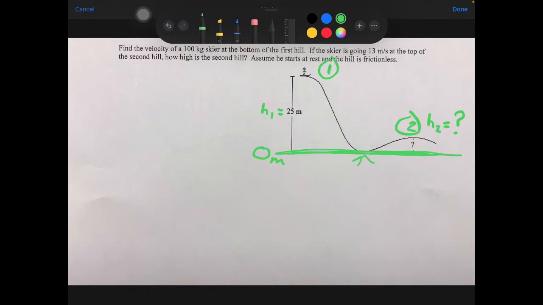We had started at the top of the hill, bottom of the hill. Now, it's not asking about right here. It's talking about the top of the second hill. So there really are 3 locations, but we don't care about the bottom of the hill. So what we're really looking at is just where we are at that point.